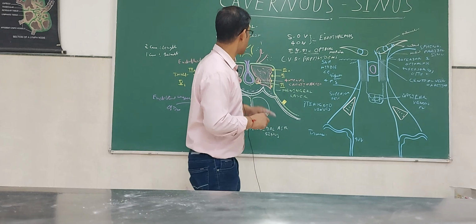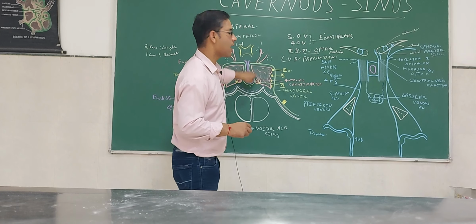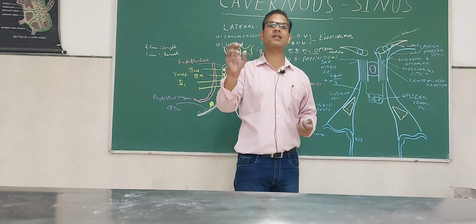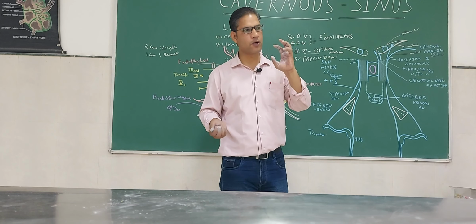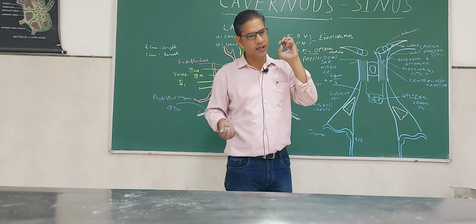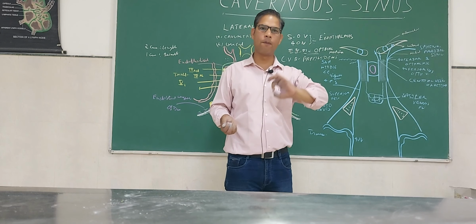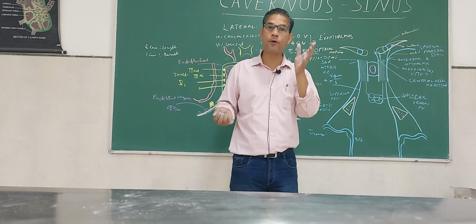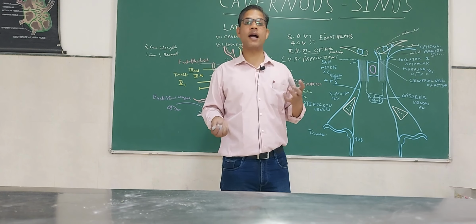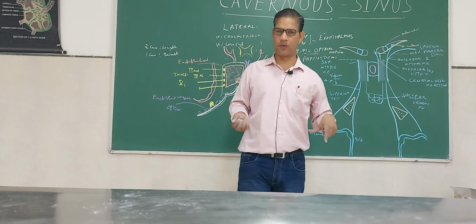Not only that, sometimes there is an aneurysm present in the internal carotid artery, that will lead to the pulsatile exophthalmos. That means the eyeball is protruding with the pulse, again going inside, that is pulsatile exophthalmos. If you put a stethoscope on the orbit, that will show you the bruit, you can hear the bruits. Okay, that is a sign due to the aneurysm of the internal carotid artery.